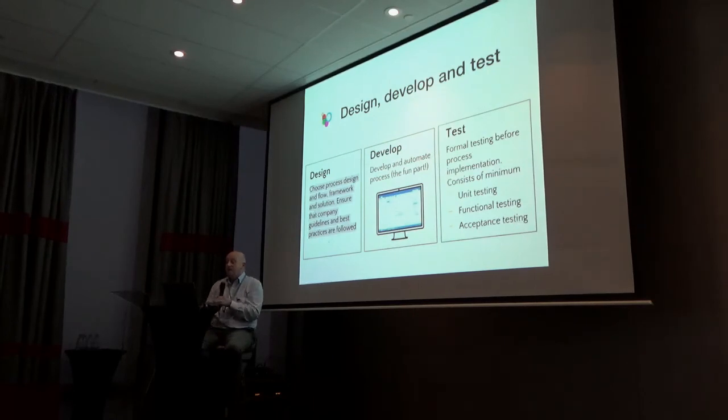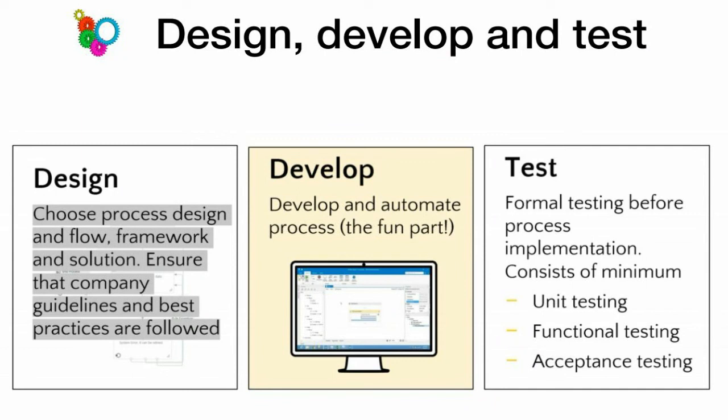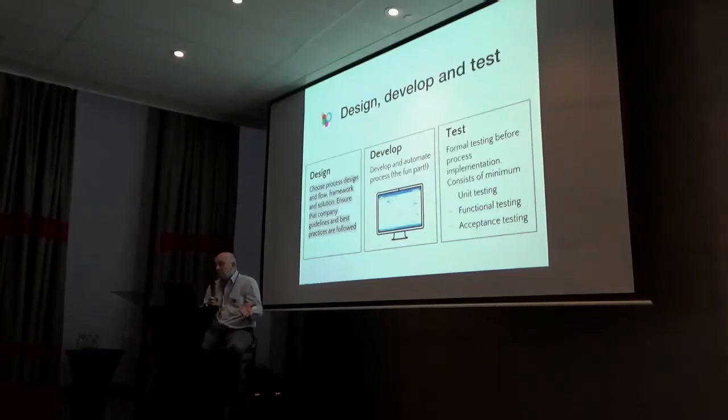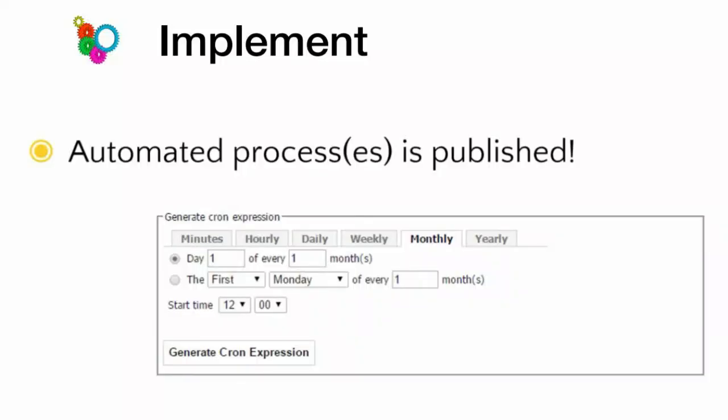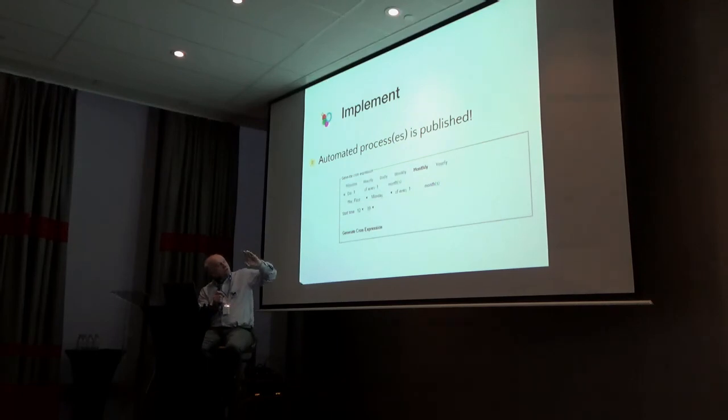First step, it's design. For design, you have tools, you have Studio, you can design by Web Studio. You have a workflow that you can design easily. You have many solutions to make it. You have development, which is the fun part of the robot. And after, you can test: unit testing, functional testing, acceptance testing, it's very important. And after, you can implement. Implement, when you launch it, is similar to a cron system. You say, I would like to run each day, on the first month, first Monday, every month, start at 12, and so on. It's a cron system.